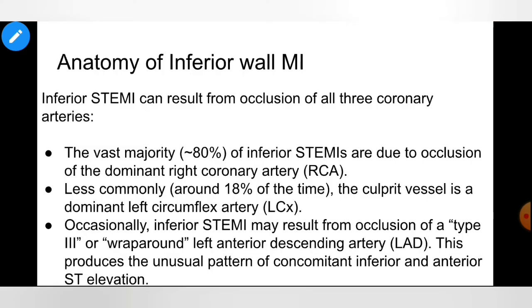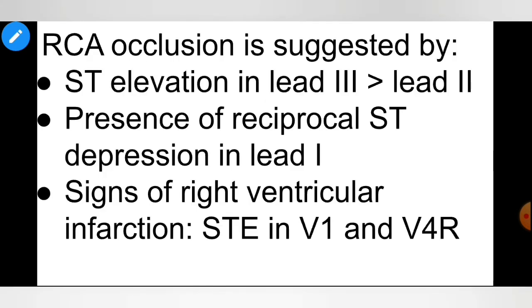So now let's have a touch toward the anatomy of inferior wall MI. All of you know that inferior STEMI can result from occlusion of possibly 3 coronary arteries. In 80% of the cases, it is the right coronary artery that is the culprit vessel. In 18% of the cases, it is the left circumflex artery. While in very minor cases, the inferior STEMI can result from a type 3 or wraparound left anterior descending artery. So vast majority, 80% RCA. 18% left circumflex, while in 2% of the cases it can be type 3 LAD or wraparound LAD that can cause inferior wall MI.